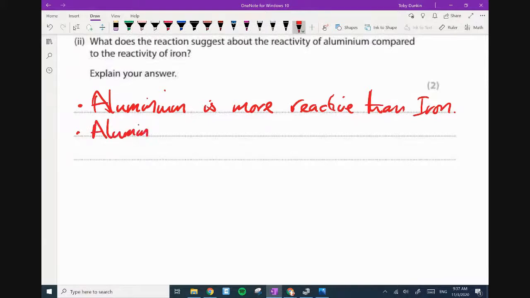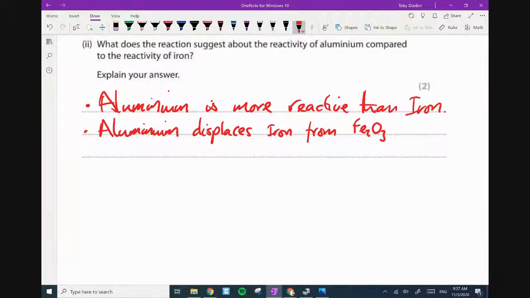Aluminium displaces, that's the key word. Yeah, displaces iron. Aluminium displaces iron from iron oxide. It's nice to do that. From Fe2O3. It's always nice to do that. Formula of rust as well. Right, next.